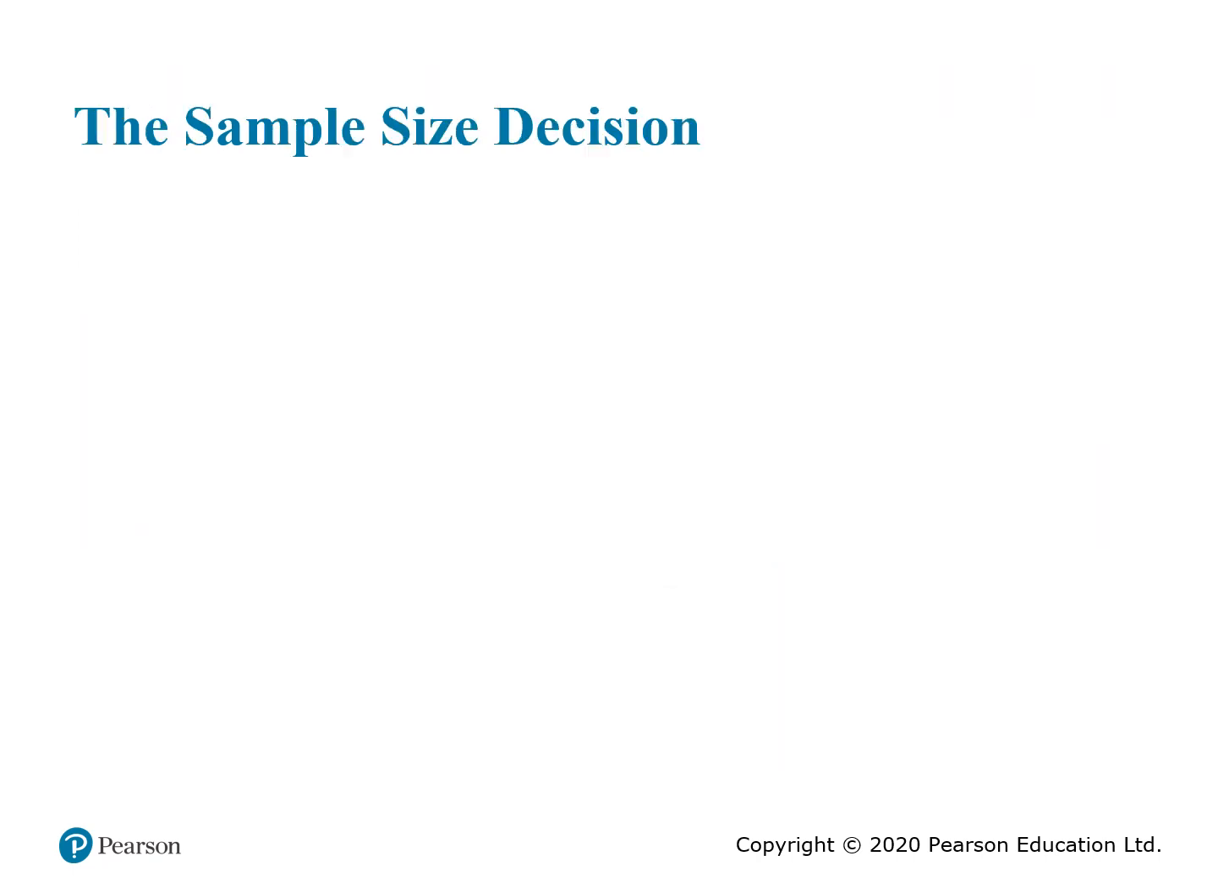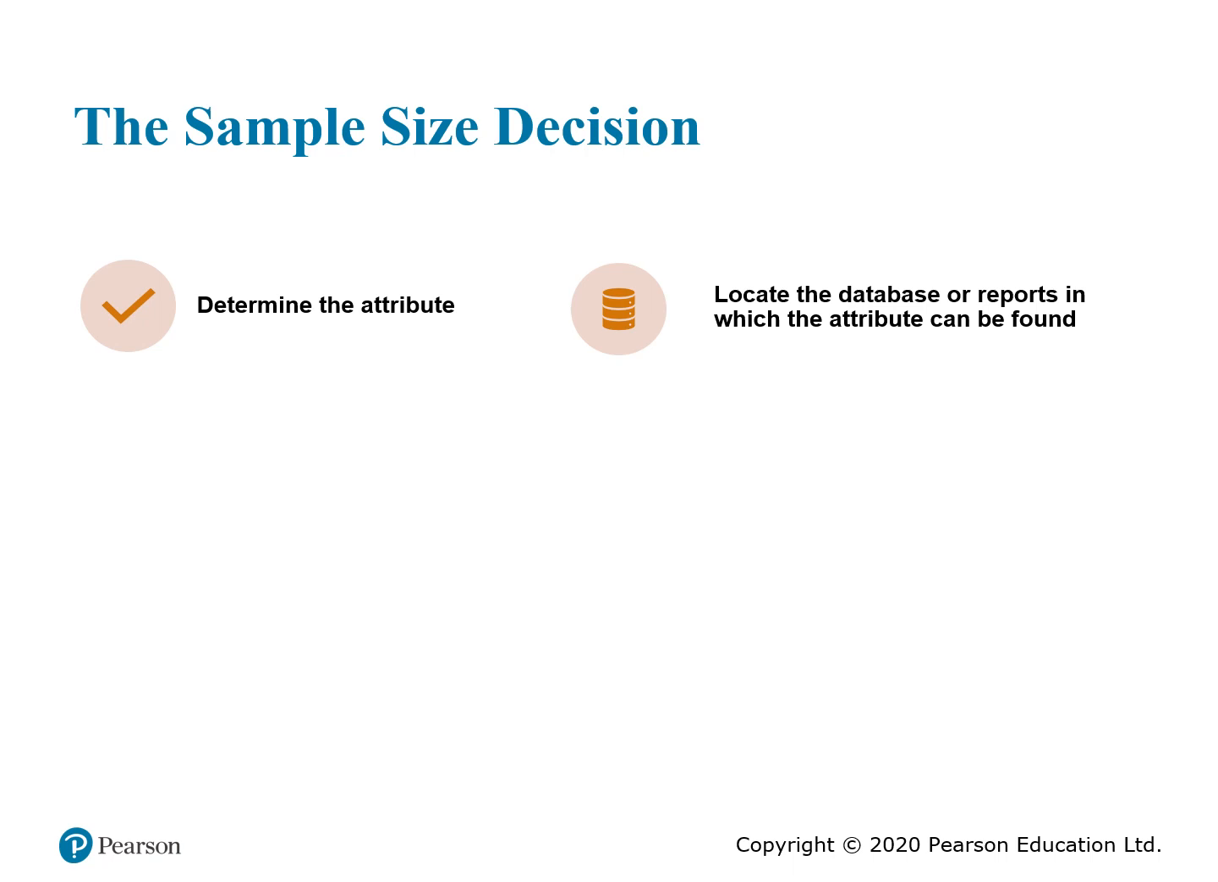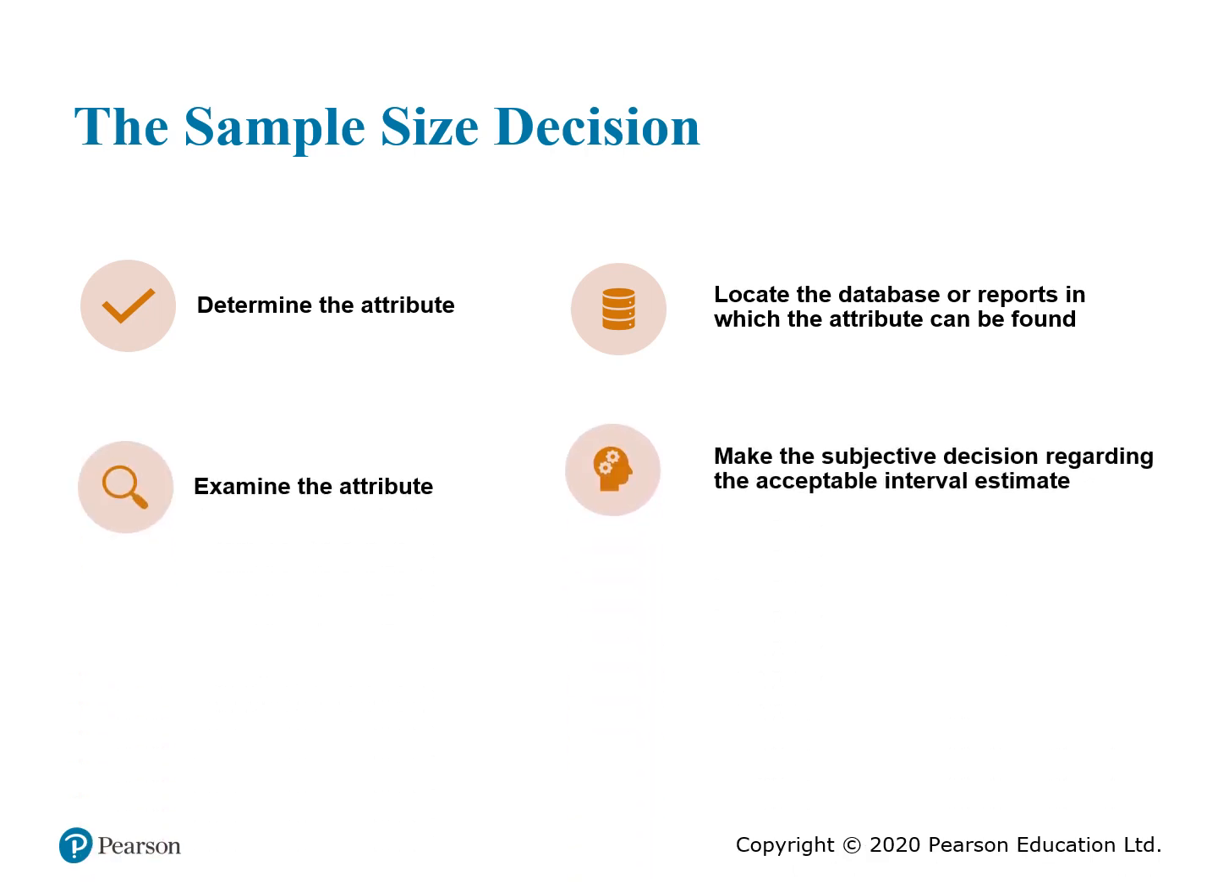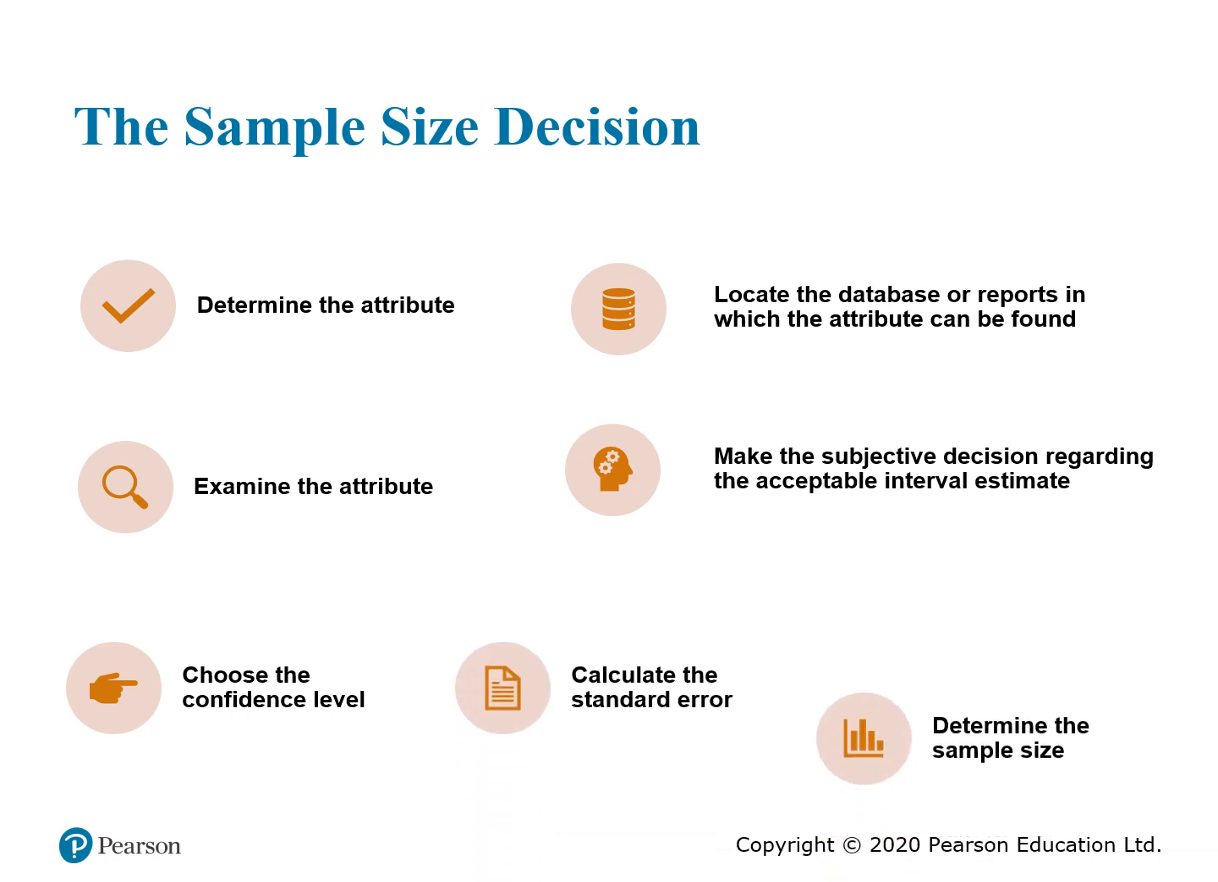There are many methods to determine the sample size and support the sample size decision, and let's have a look at the concept. For the technical details and formulas, we will not go through them in detail because it's not our main purpose here. First, we need to determine the attribute. We should also locate the database or the reports in which the attribute can be found, examine the attribute, make the subjective decision regarding the acceptable interval estimation, then choose the confidence level, compute the standard errors, and finally determine the sample size.